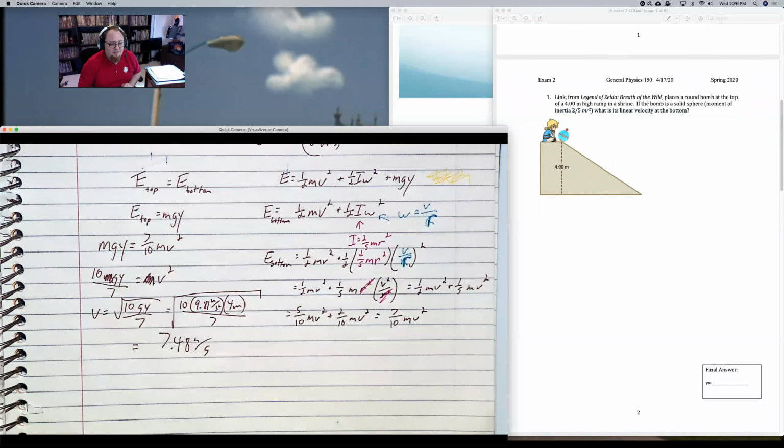That's your linear velocity. If you asked for an angular velocity, you would have given us the radius, right? Yeah, I'd have to give the radius, because you wouldn't be able to solve it otherwise. Okay.